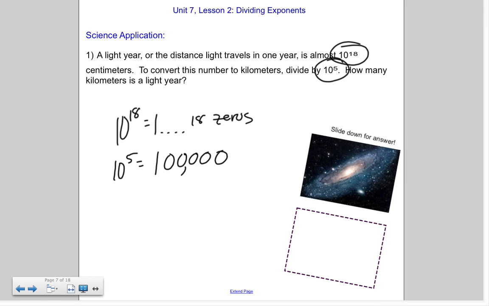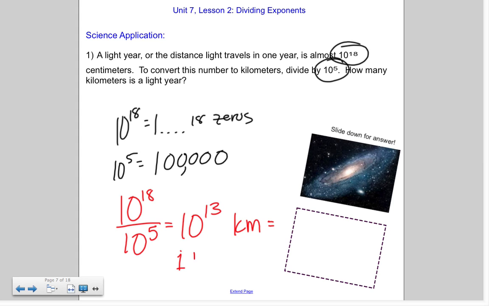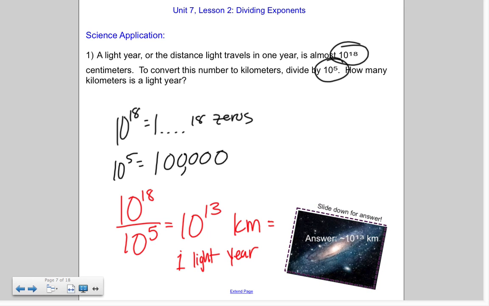But do I really need to do that? Do my properties of exponents help me out to make this problem much easier? I hope you're saying yes. 10 to the 18th divided by 10 to the 5th. All we really need to do is subtract the exponents: 10 to the 13th. And we're done. How many kilometers is a light year? 1 light year is 10 to the 13th kilometers. Because it is a story problem, we want to label it. 10 to the 13th kilometers is equal to 1 light year. Even clearer. I hope that's what my answer says here. Yeah, 10 to the 13th.